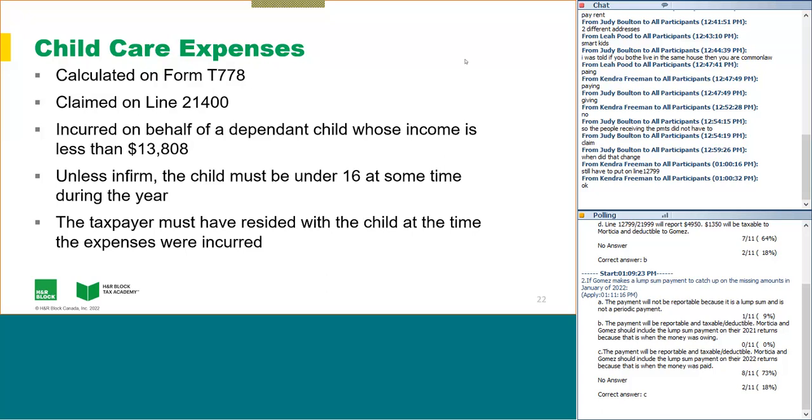So as long as your infirm child is residing with you and dependent on you, so residing with you and dependent on you, and their income is less than $13,808, they will qualify as a child who is eligible for child care on the form, and that will become important as we go through the form. Okay? So children under 16, at some point during the year, if they're 16 or older, they have to be infirm.